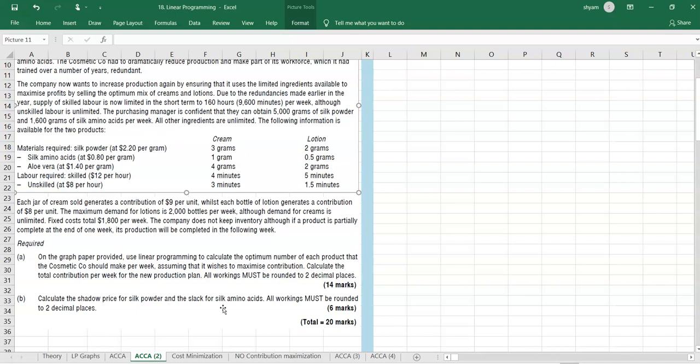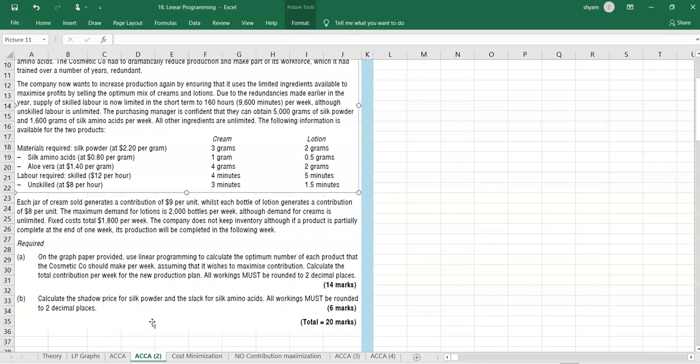Okay, if there is going to be slack, this is not a binding or constraint factor, or it does not fall on the optimum production point. There are only 3 constraint factors, right? Silk powder, silk amino, and labor. Silk amino is not a binding factor, it has a slack. That means silk powder has a shadow price, it is a binding factor. The one more item left out is labor, so labor should be a binding factor.